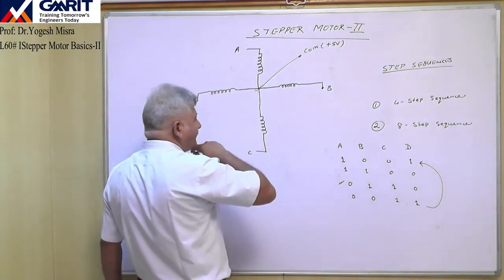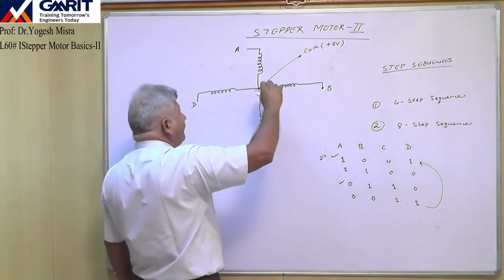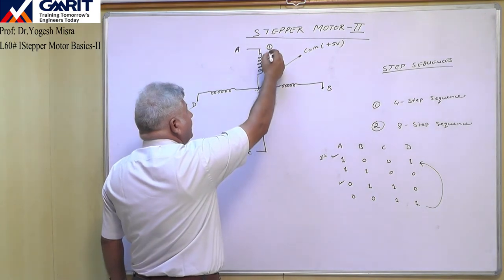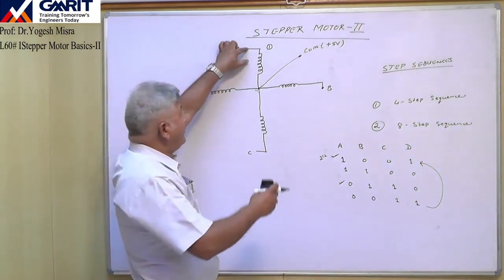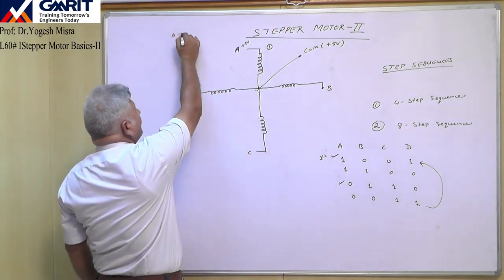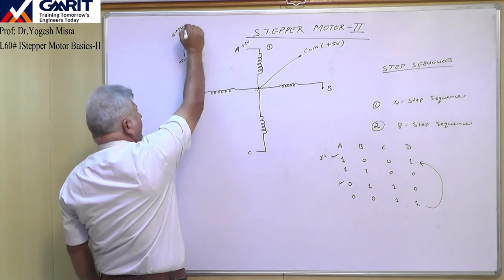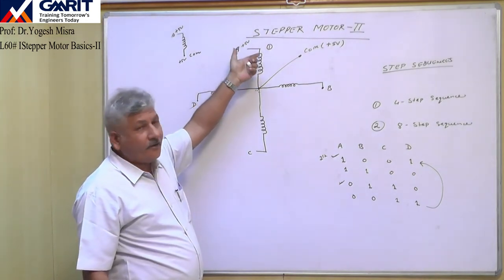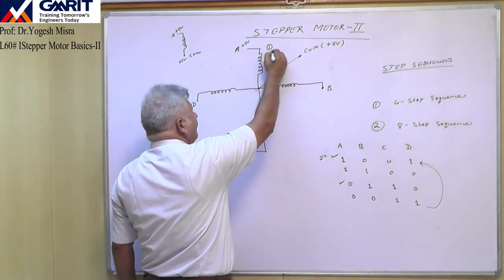Now here what we will do, suppose you have applied this first step first, right? In step first, 1 indicates plus 5 volt. So at the A terminal, we have applied plus 5 volt. Now you just see, this is plus 5 volt and the common terminal is also plus 5 volt. So it looks like this: A, this is common, and plus 5 volt. Both are at the same potential. So there is no current flow in this winding. If there is no current flow, no electromagnet will form. So in the first case, for A, I will write it is in off position.